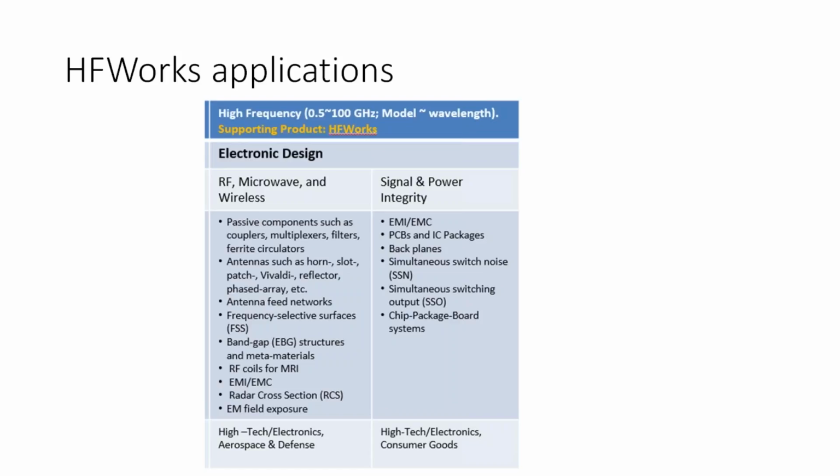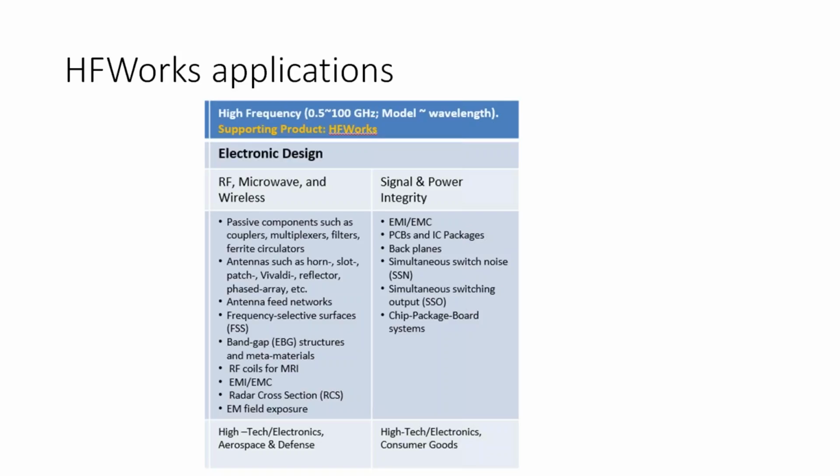We pretty much cater to a few hundred megahertz all the way to a few hundred gigahertz wavelength range. So really the frequency of operation is very wide, and it's certainly in the high frequency space, in the gigahertz and hundreds of megahertz space. Just by looking at this frequency of operation, it blends well with RF and microwave type of applications. So in HFWorks, one can do passive components, filters, couplers, multiplexers, etc.